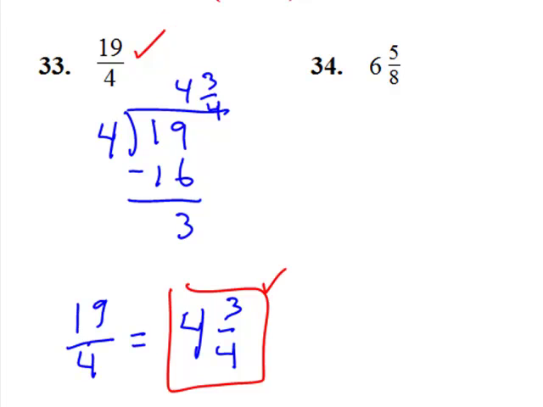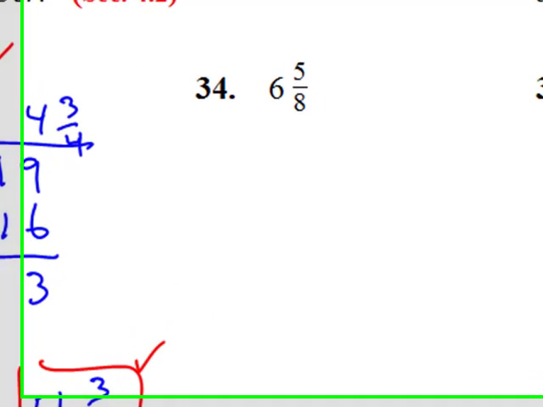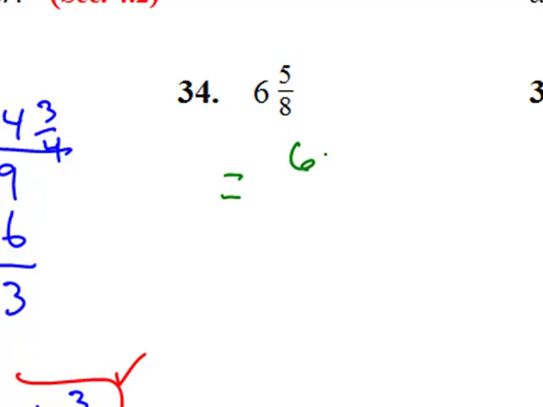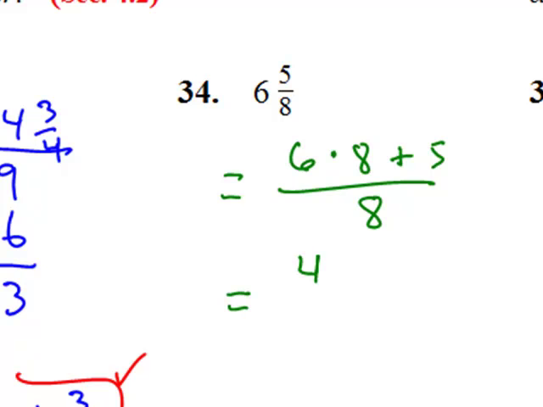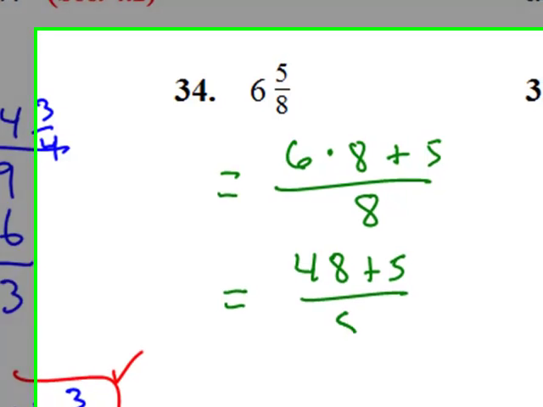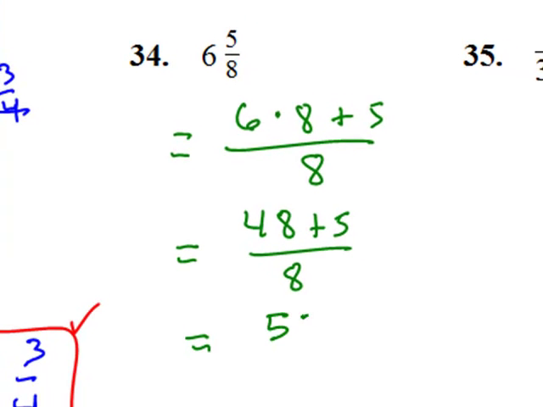Number 34, we kind of have to do the opposite. We have to write the mixed number as an improper fraction. And that requires that we multiply 6 times the denominator 8 and add 5, all divided by the denominator 8, because this will be in terms of eighths. 6 times 8 is 48, plus 5. 48 plus 5 is 53 eighths. And that is the improper fraction equivalent. 53 eighths is equivalent to 6 and 5/8.